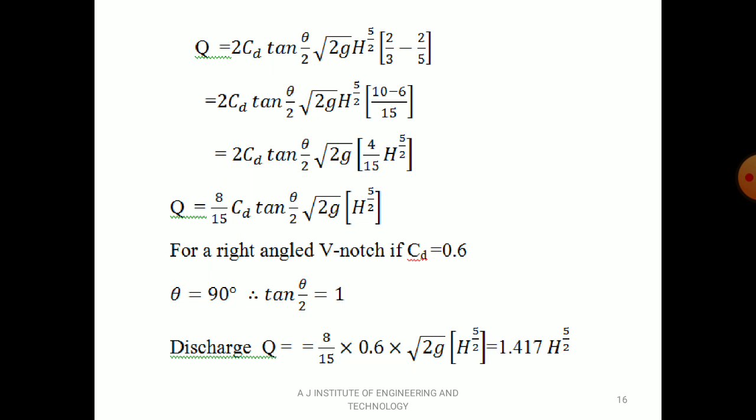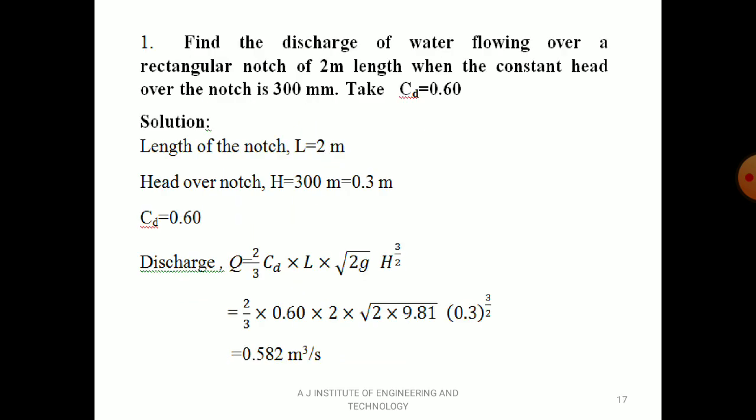If Cd equal to 0.6 and theta equal to 90 degree, right angle, just remember it is 90 degree. So theta equal to 90 degree, theta by 2 becomes 45. Tan 45 is 1. And Cd value is just substitute 0.6 and square root of 2 into 9.81. So you are going to get 1.417 S to the power 5 by 2. That is a simplified version. So let's go for problem.